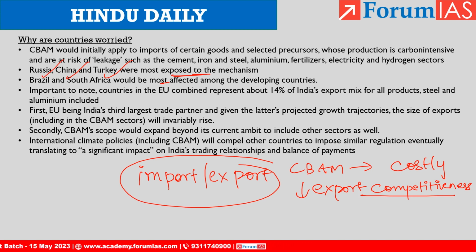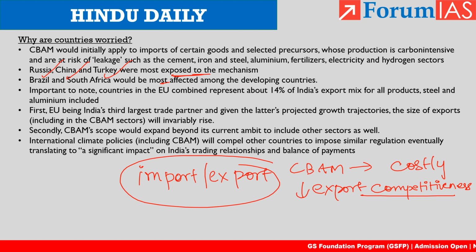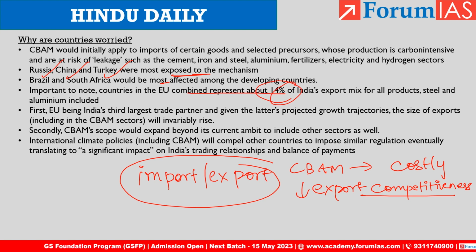Because if the EU importer has to pay the same price for importing as well as for producing in their home country, then they would rather produce in their home country, right? So, these countries which are exporting to EU will be very much affected. And for us, we are more worried about India, right? So, the countries in the EU combined represent about 14% of India's export mix. So, for India also, this is bad news. EU is the third largest trade partner of India. So, in respect of this fact, India will be affected.